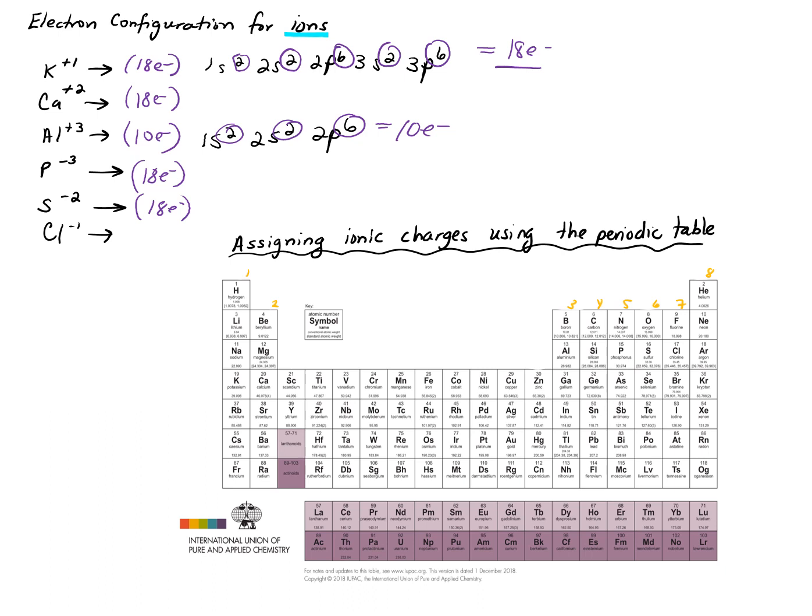Cl-1. Checking Cl in the periodic table, it's element number 17. The neutral atom will have 17 protons, 17 electrons. This is the ion with a charge of -1, which means that the atom is gaining 1 electron. If it's gaining 1 electron, it's going from 17 to 18.